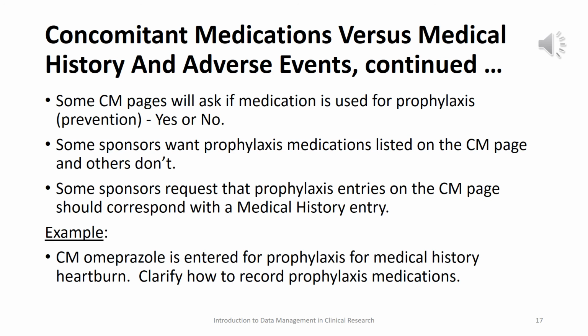Sometimes they don't. You get into other issues of whether or not vitamins and supplements should be listed on there. Normally, the sponsor will have some type of guidance on whether or not they want sites to record those on the ConMed page. An example of this might be a concomitant medication, omeprazole, entered for prophylaxis for a medical history of heartburn. You could clarify how to record prophylaxis medications. So that'd be one example of something that's given for prophylaxis for a medical history entry that's already there.